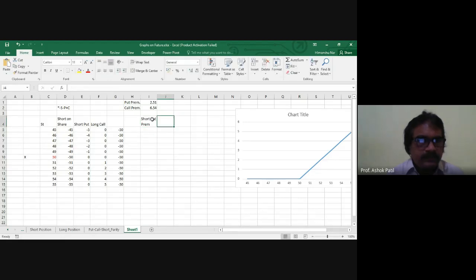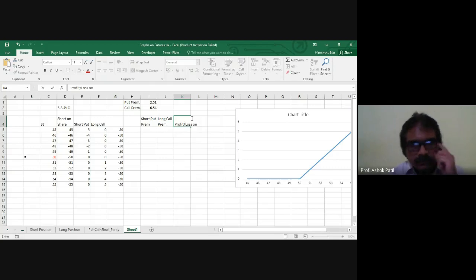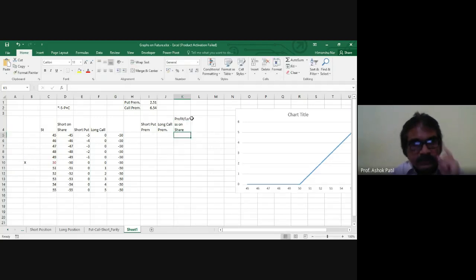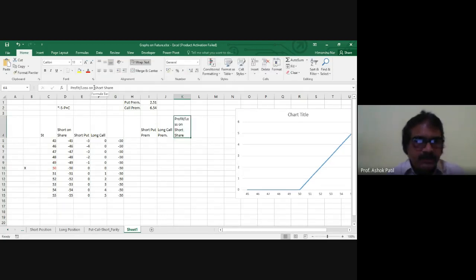And in the next column you are going to write the long call premium, whether you are paying or receiving, we'll keep it there. And then you have to also write what is the profit or loss on your short share, for which you need one more piece of information, which we'll take. So first do this part, which is short put premium.